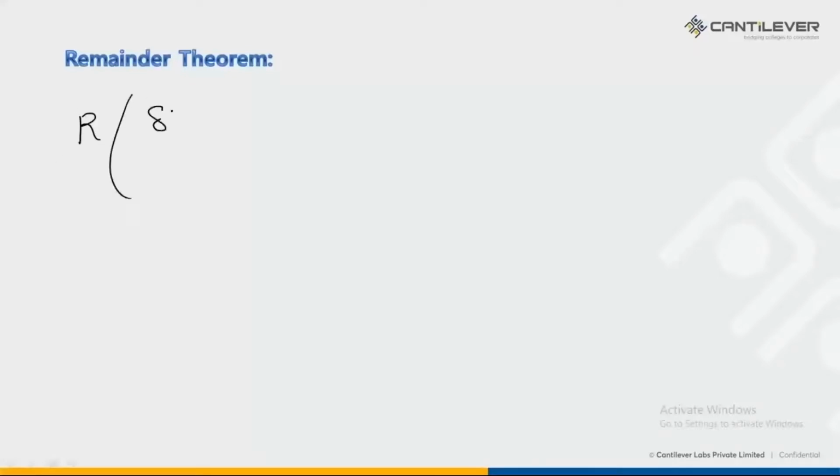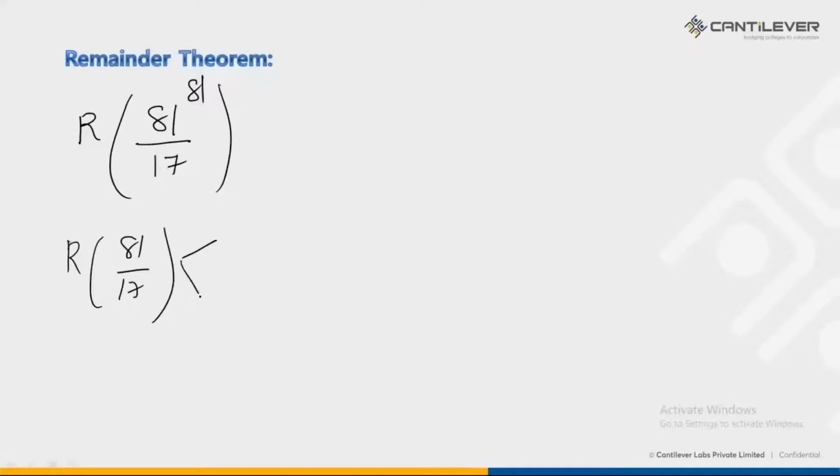Reminder when 81 to the power of 81 is divided with 17. See, as usual, same old concept. Reminder when 81 is divided with 17. You will get two different answers. It will go for 85, right? 17 5s are 85. So -4 will be one remainder, or else +13, because 17 minus 4 is 13.